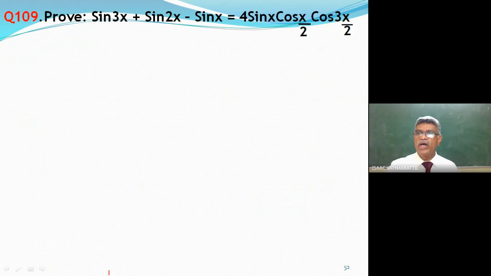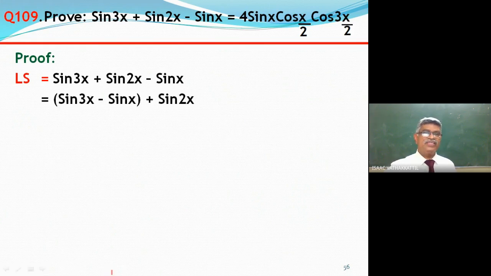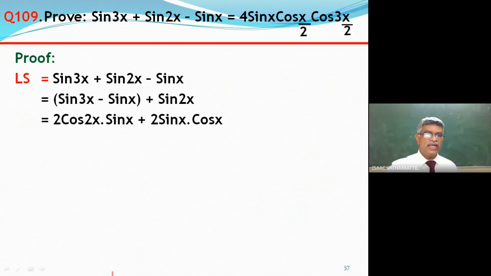To prove that sin 3x plus sin 2x minus sin x equals 4 sin x cos x by 2 and cos 3x by 2. If we take the left side, I prefer combining sin 3x minus sin x. What is sin c minus sin d? 2 cos of c plus d by 2 into sin of c minus d by 2. So 2 cos 2x into sin x, plus sin 2x is 2 sin x cos x.